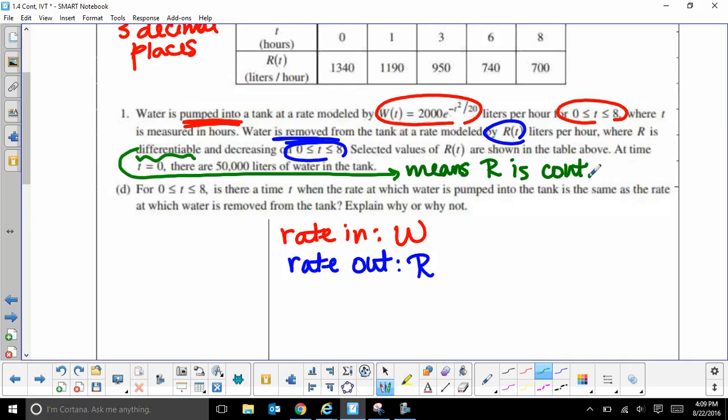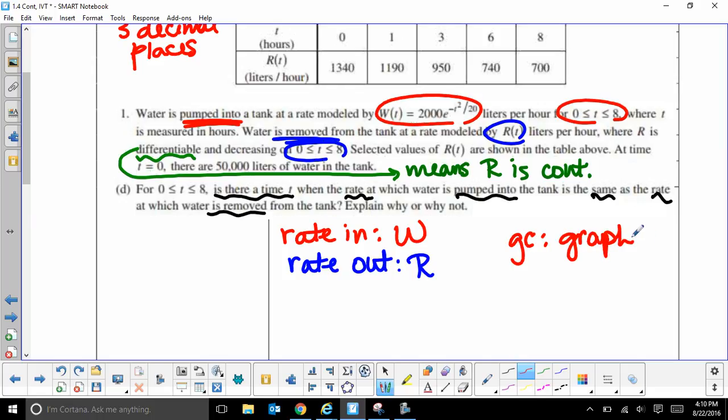Okay, at time t equals 0, there are 50,000 liters of water in the tank. Now let's actually get to their question. Is there a time t when the rate that it's pumped in is the same as the rate that it's removed? Explain why or why not. Well, we can use a graphing calculator to graph W. And I'll pull up mine as a separate kind of tutorial video if you need help with that.